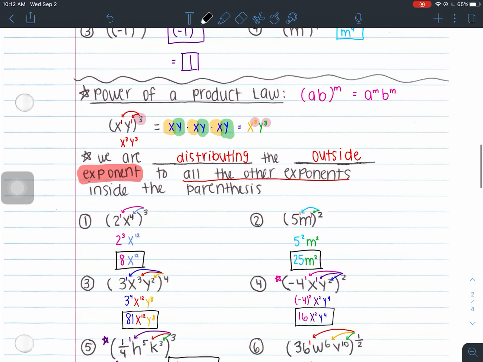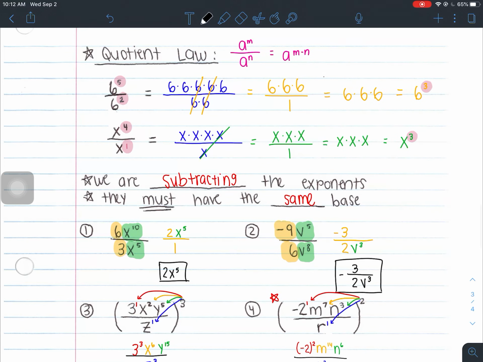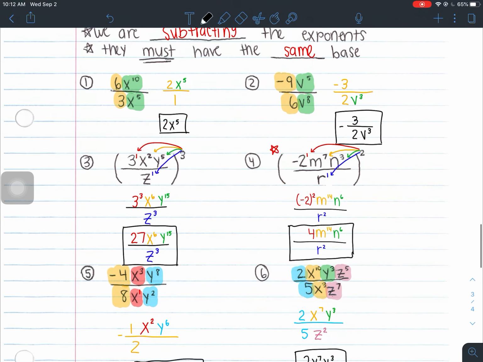So with the power law and the product of a power law, you're going to be multiplying because you see parentheses. And then with the quotient law, this is where you subtract. This is when there's a fraction, so you have to treat it a little bit differently. You would subtract to see where are there more of that variable.